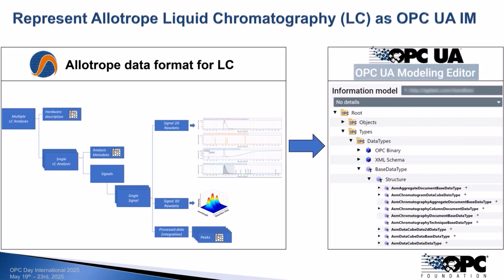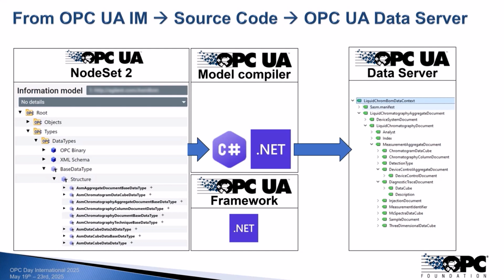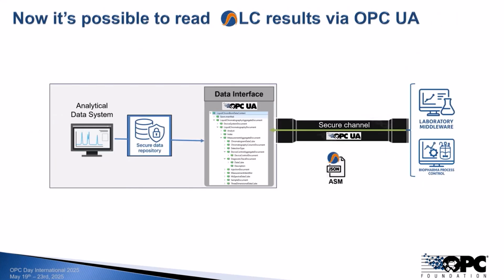As a proof of concept, the Allotrope liquid chromatography data format was transferred into an OPC UA NodeSet2 using an OPC UA modeling editor. Then I used the OPC UA model compiler to generate C# code for the OPC UA .NET library. This code was integrated into an OPC UA data server, and the logic was added to load chromatography data into this address space. With this, it's possible to read liquid chromatography results in an Allotrope way via OPC UA.